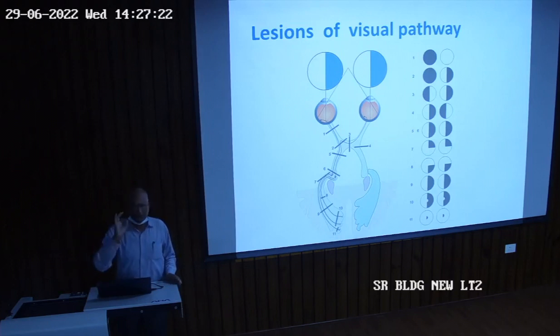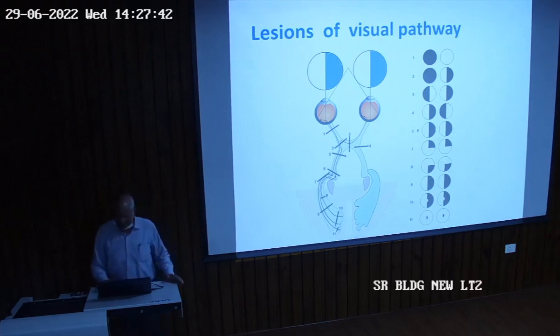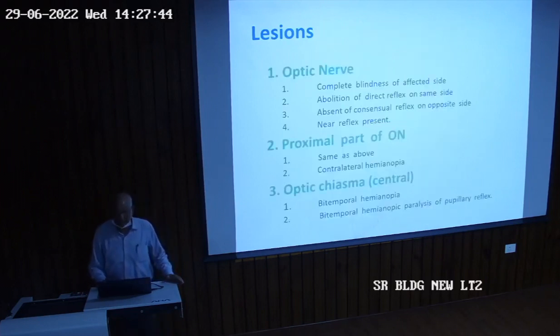So you have to remember all these things. I can ask you to draw a labeled diagram depicting all lesions, and you have to show this. Or, in particular, write the optic radiation lesion. What will be the visual effect? Be prepared for this. So these are the lesions of the visual pathway.